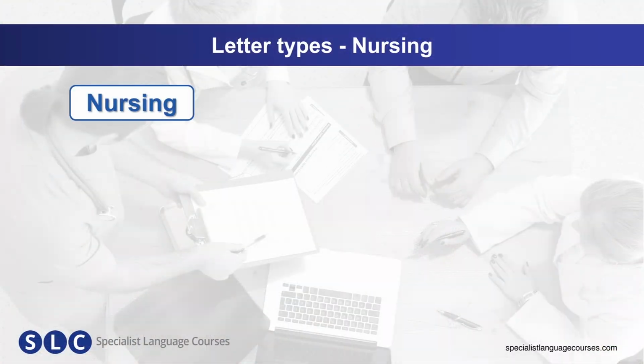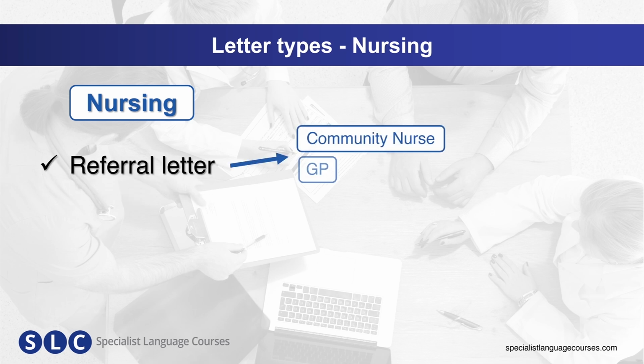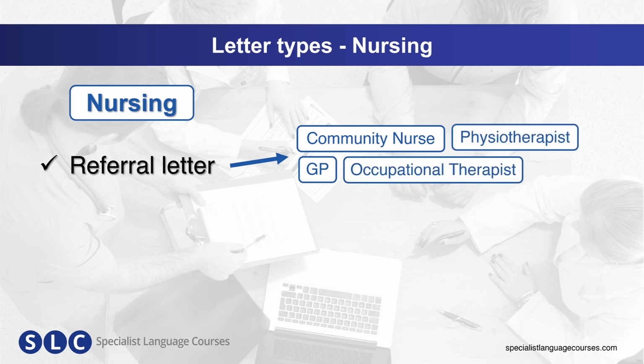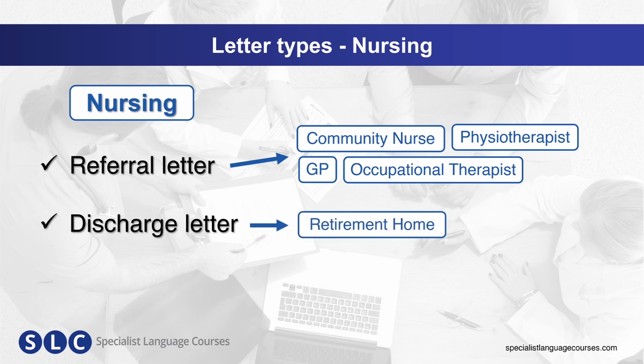What type of letters will you write? So in the OET exam, there are several different types of letters you might be asked to write, and it's important that you are prepared for any scenario. So for nursing, you might be asked to write a referral letter, for example, to a community nurse, a GP, or perhaps to a physiotherapist or occupational therapist. A discharge letter, for example, to the retirement home where the patient lives, or maybe to the patient's GP.